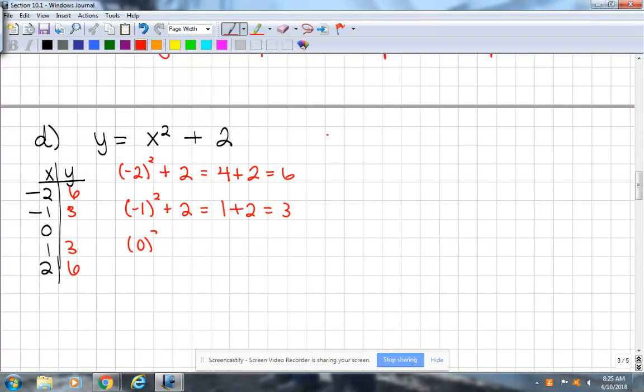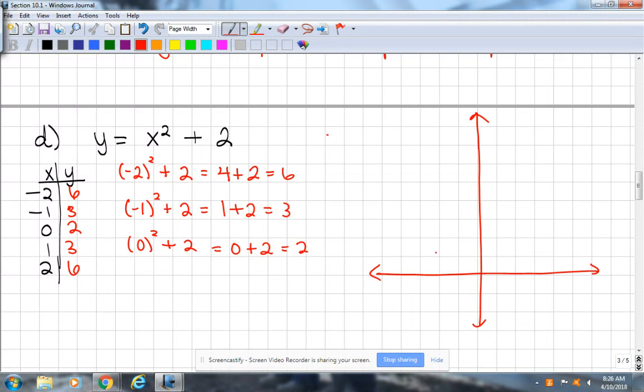And then I do 0 squared plus 2. What's 0 squared? And what's 0 plus 2? 2. So this is my first time my vertex is not at the origin, isn't it? Okay, my vertex is not at the origin this time. It's 0, 2. So let's graph those. All my y's are positive.